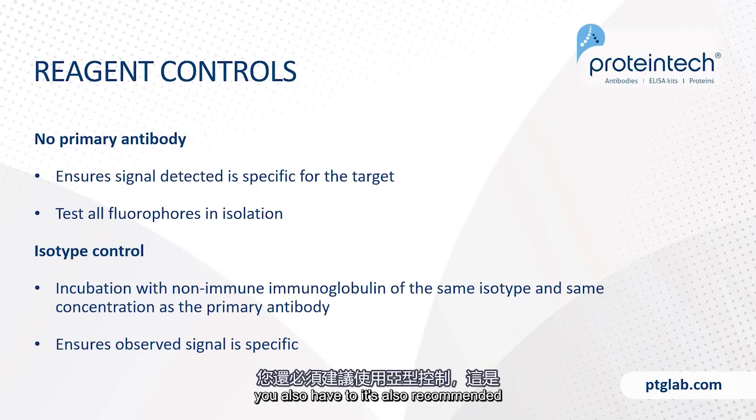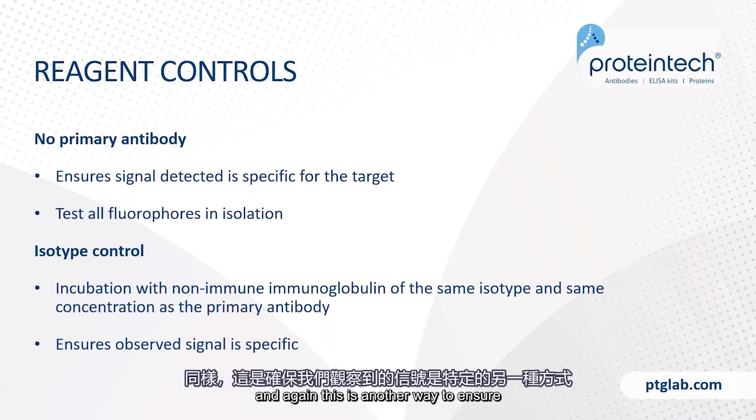It's also recommended to use an isotype control, and this is where you would incubate with a non-immune immunoglobulin of the same isotype and the same concentration as our primary antibody. And again, this is another way to ensure that our observed signal is specific.